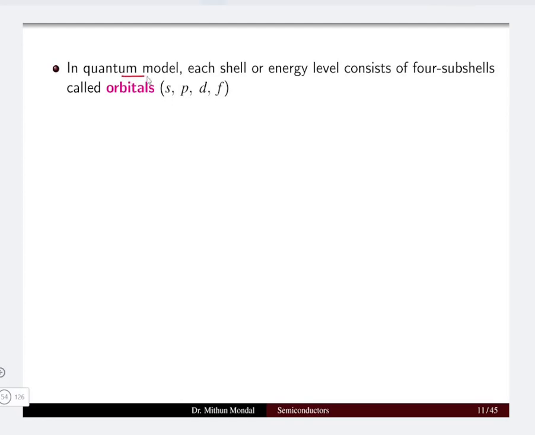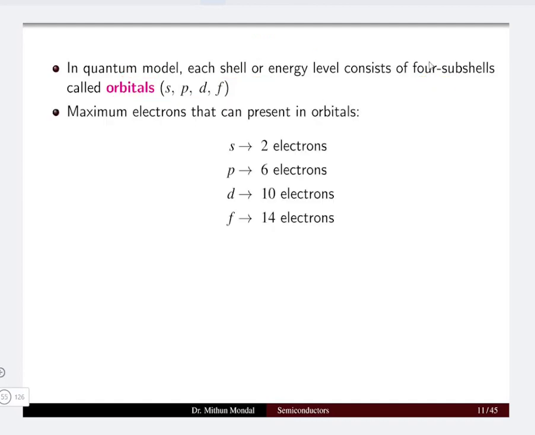Now, in the quantum model, the cell or energy level, which we have represented with 1, 2, 3 and so on, generally consists of 4 subcells called orbitals. These are represented with SPDF, the orbitals. So these are 4 subcells within the cell. Now, the maximum electrons that can be present in the orbitals: the SPDF, which is within a cell, will have the maximum electrons as 2, 6, 10 and 14.